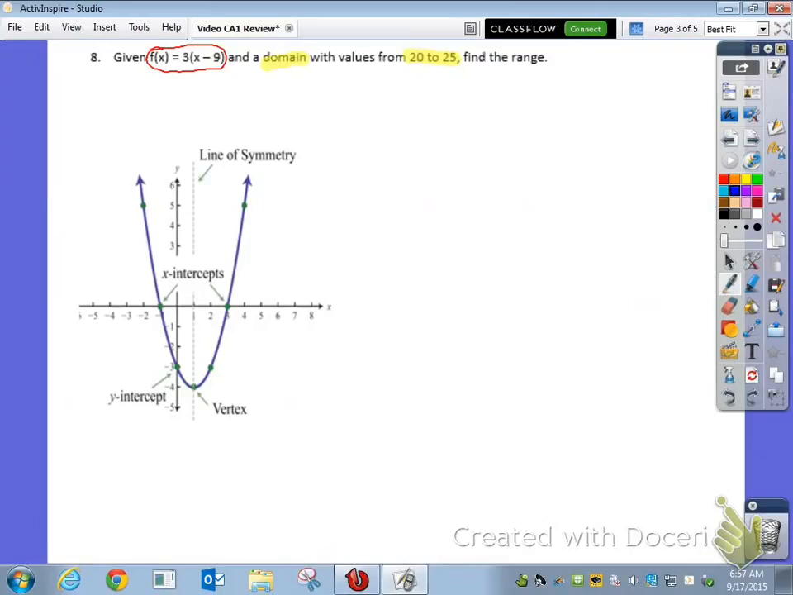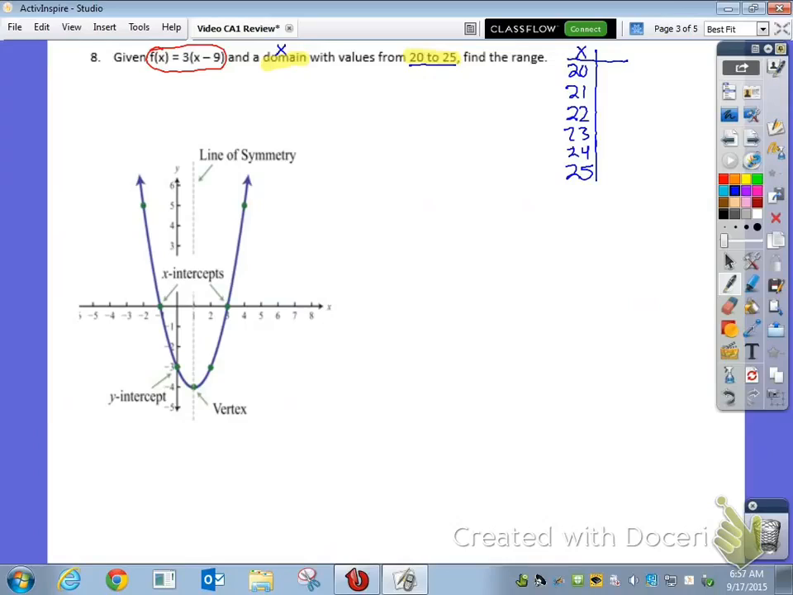Now, when you hear domain and range, set up a T-chart. Okay, domain are your x values. So in the x column, it says 20 to 25. So that means I have to say 20 and then count, just like you're counting numbers. 21, 22, 23, 24, 25. It says 20 to 25. So I'm going to go ahead and put those in there, okay?